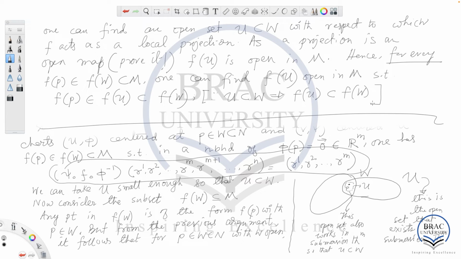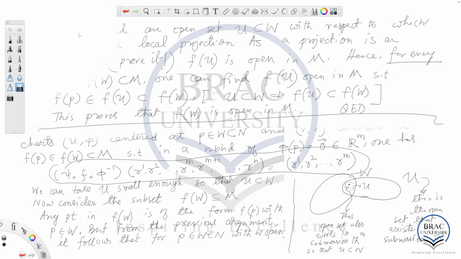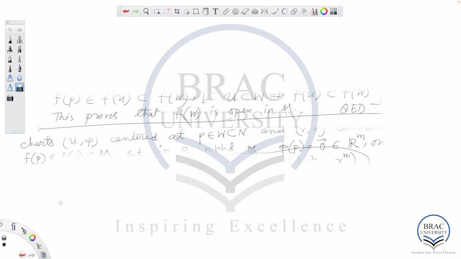Okay, this proves that f of W is open in the target manifold M, QED. Okay, good. Now we'll end this lecture with an example.